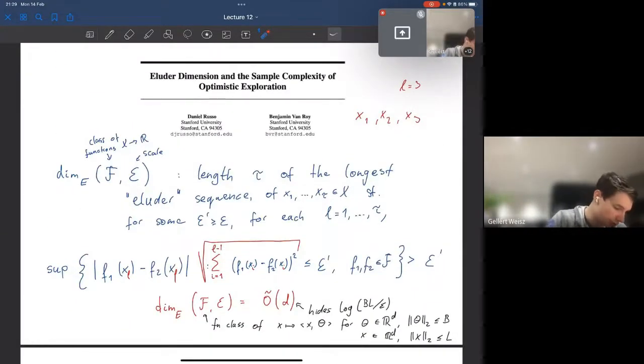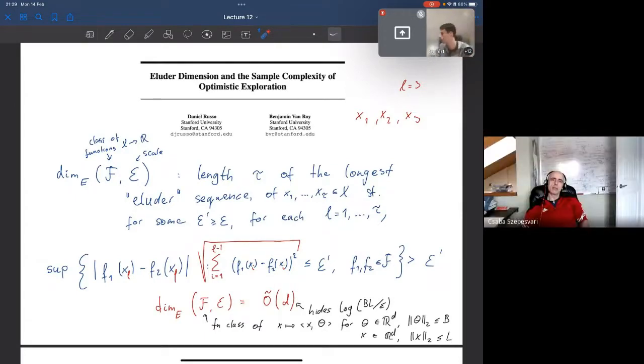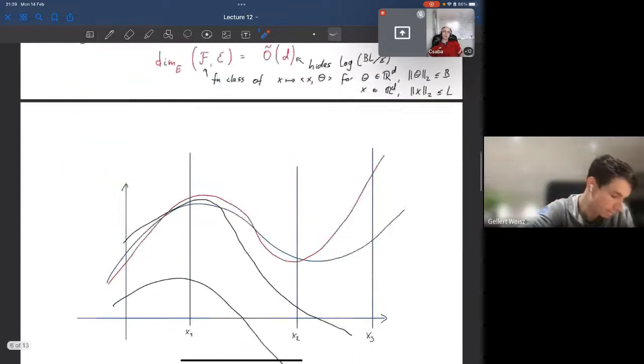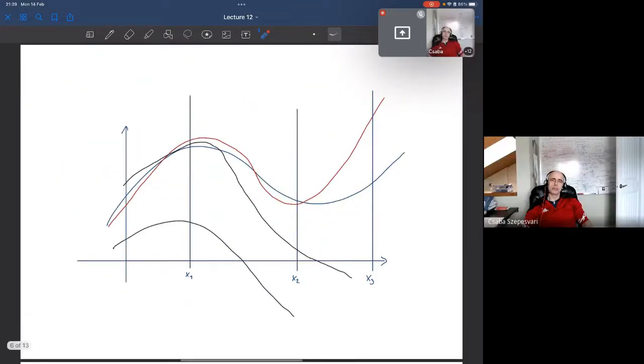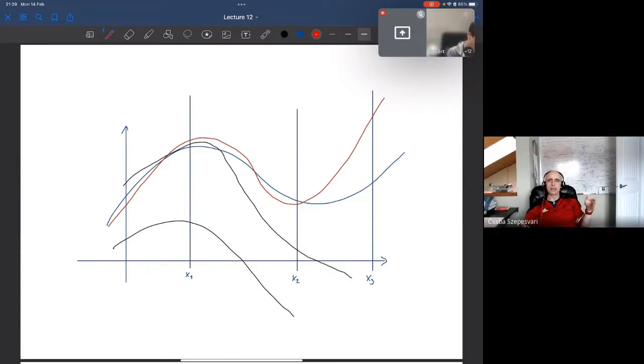Yeah, my question was on the figure below, to understand the definition. You define an eluder sequence. So what is an eluder sequence? You claim that this is an eluder sequence, and we went through why. Can you show us a non-eluder sequence?